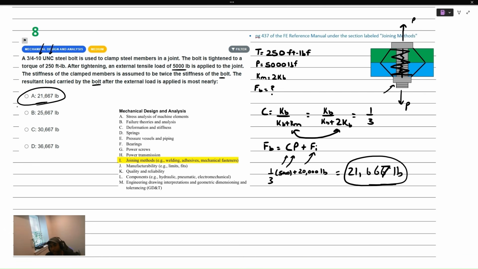Okay, so I want to give you guys some more intuition about these bolted joints.